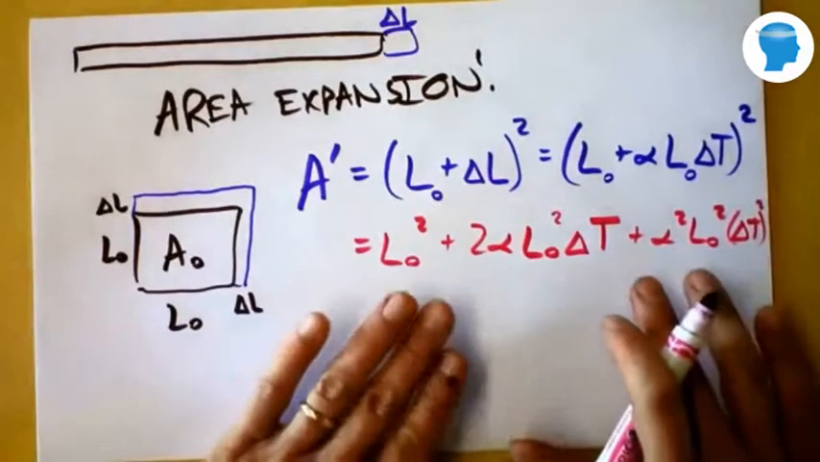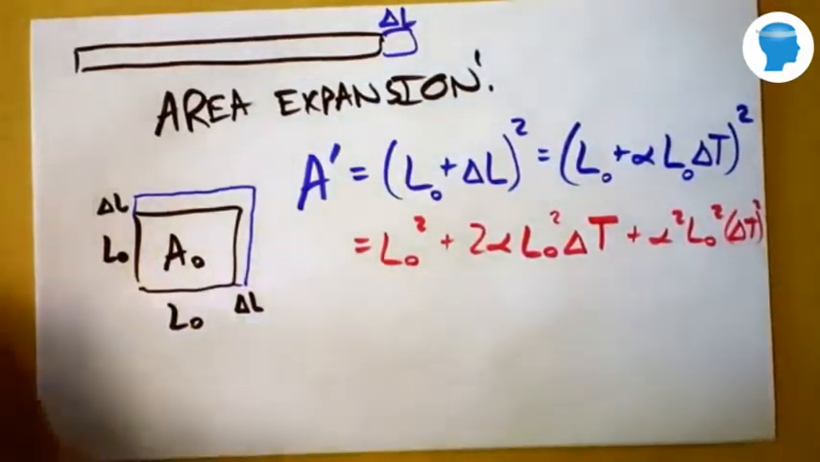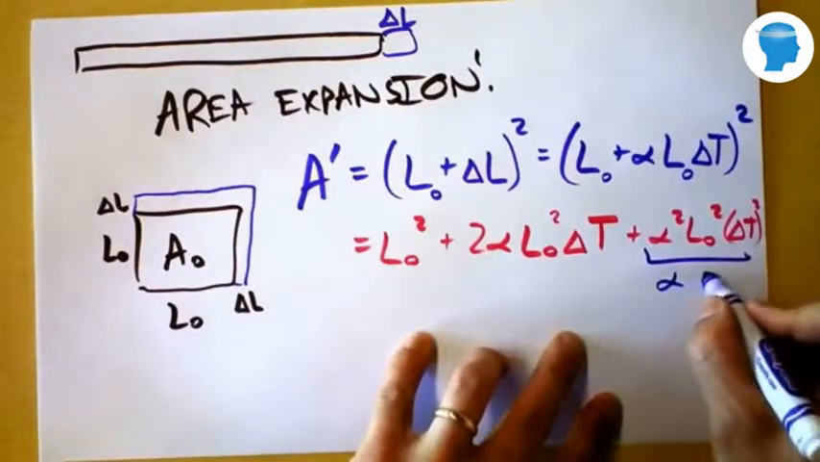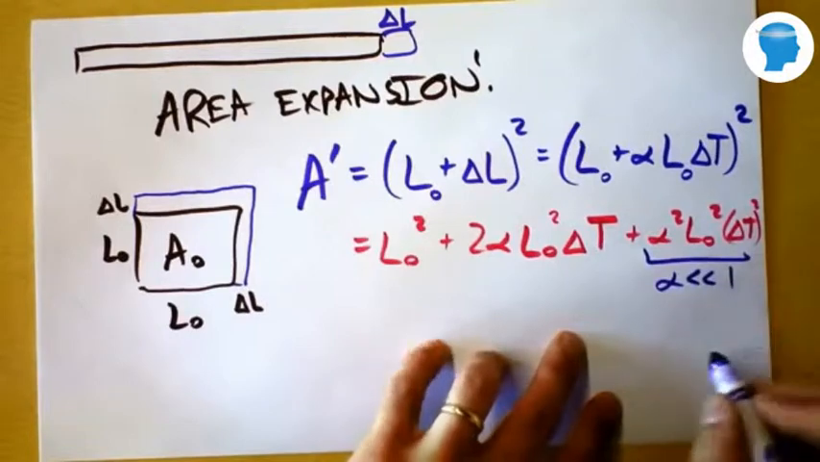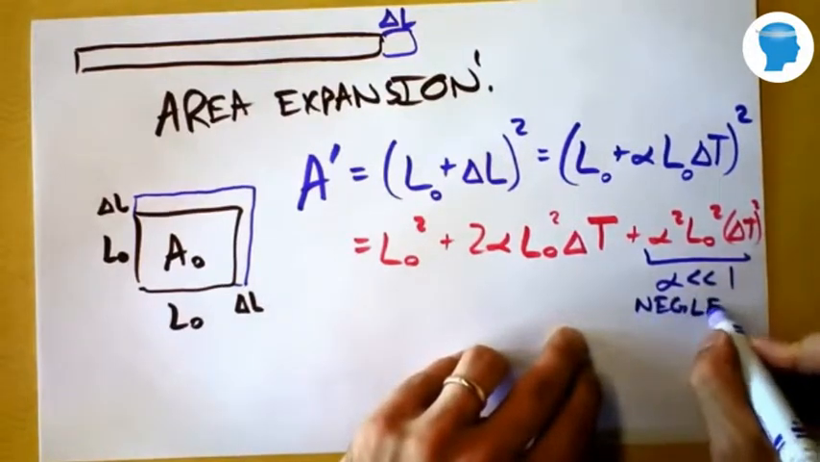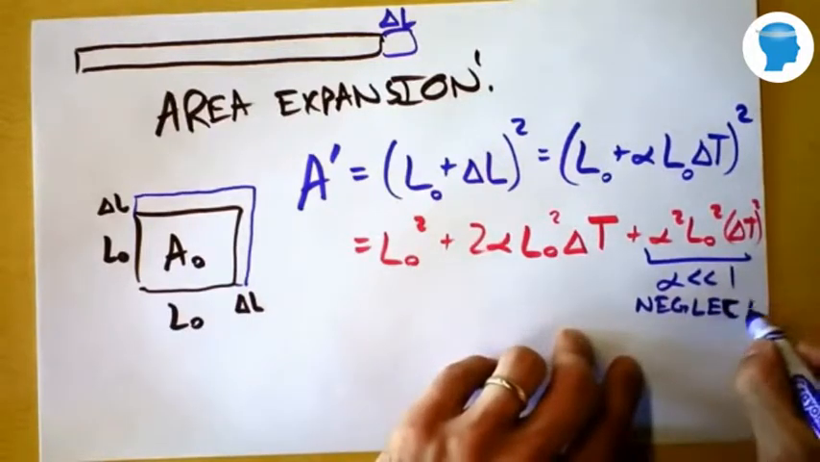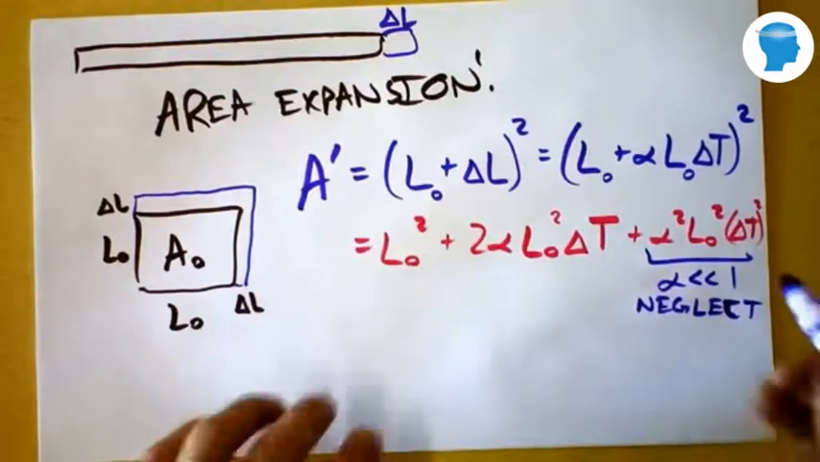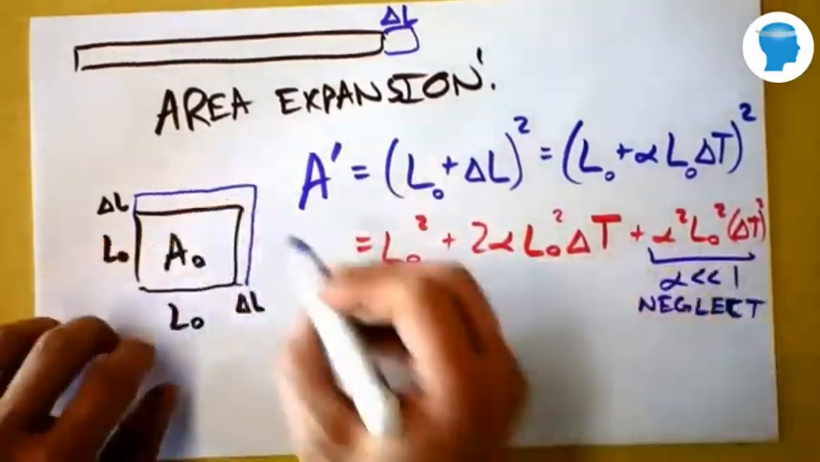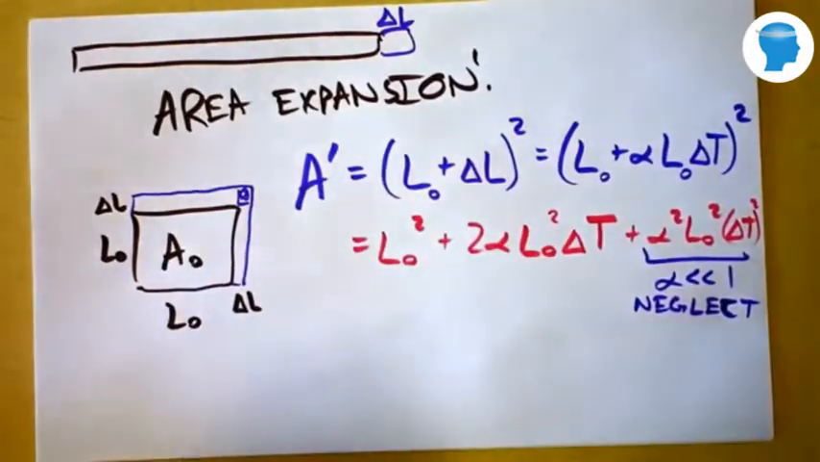And the awesome thing about alpha is that alpha is small. So look at this term right here. This term has alpha squared in it. Alpha is much, much less than 1, and we can neglect this term. Standard physics technique says we don't want this one. And I'm going to spell neglect correctly even. Look at you. Bonus, right? So this is now our area expansion neglecting this tiny little bit right here. That's pretty small, right? I think it is.